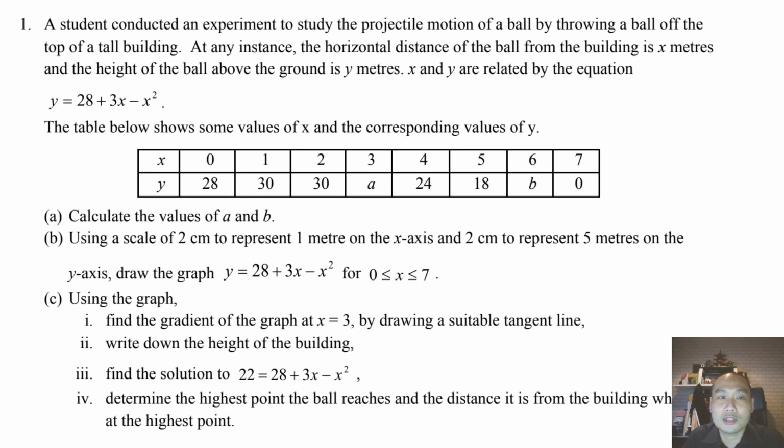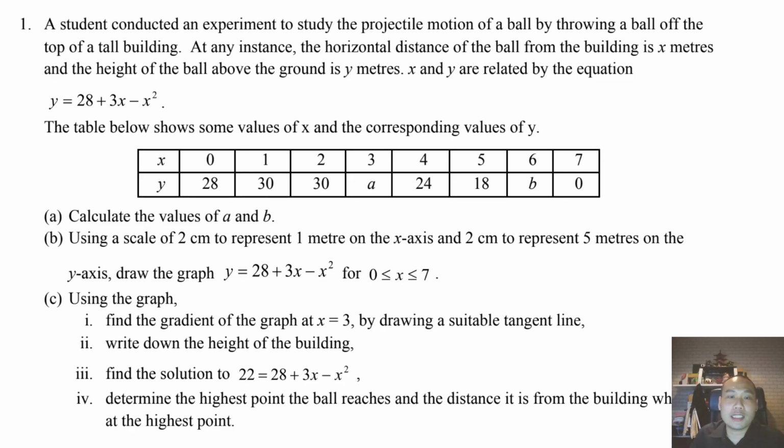We have a student conduct an experiment to study projectile motion of a ball by throwing the ball off the top of a tall building, right? So at any instance, the horizontal distance of the ball from the building is x meters and the height above the ground is y meters. So x and y are related by the equation. We are given y equals 28 plus 3x minus x squared.